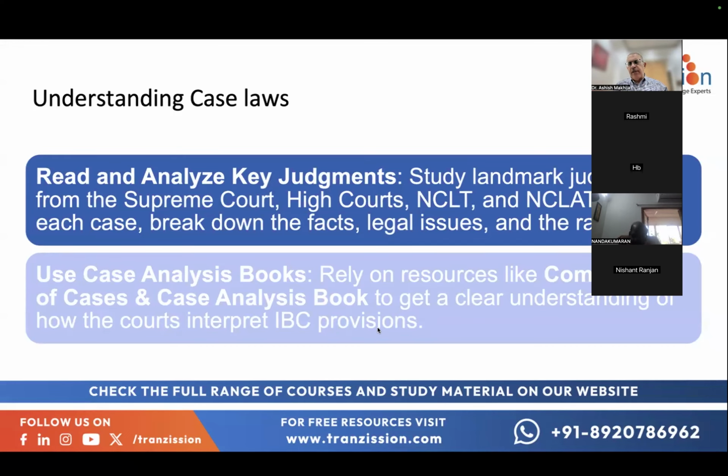In every case, my dear friends, you need to find out three things. What are those? What are the facts of the case? What are the issues involved? And what is the ratio of that case? Ratio typically means the reasoning, right? I'm not talking about the final conclusion. Final conclusion may be that appeal is dismissed. That is all right. But why was the appeal dismissed? What was the basis? That is known as ratio.